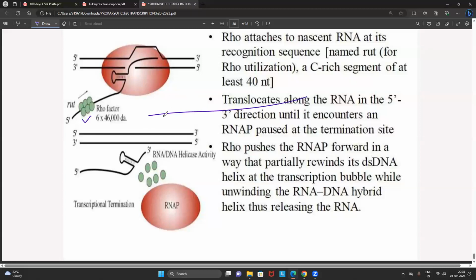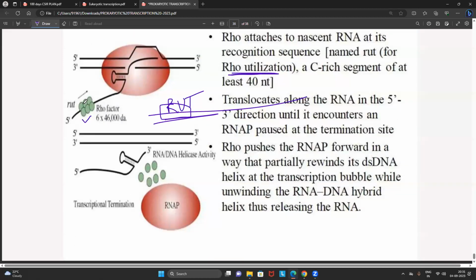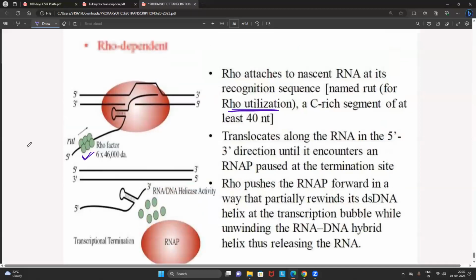See friends, on the mRNA, there are certain sequences present. We call it the RUT sequence, R-U-T. Rho utilization terminus. I want you to remember it as RUT. Okay, Rho utilization terminus. My friends, now the Rho protein will come and attach to the RUT sequences. Such a simple point it is. Whenever Rho protein comes and attaches to the RUT sequence, now you listen to what's happening.